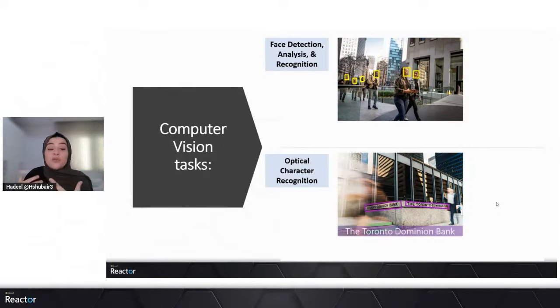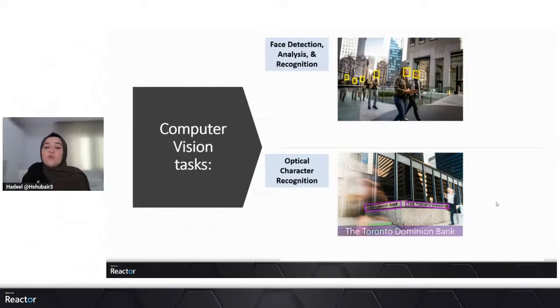Last but not least, the last computer vision task you could find is optical character recognition, or OCR. Optical character recognition works on images that have bigger text, so anything that has text. It will recognize any optical characters or text, as I mentioned. Here it specifies that this is a Toronto Dominion Bank. If you go to, let's say, Dubai Mall, it will tell you this is Dubai Mall. It takes the text and recognizes the characters. So these are the different computer vision tasks that fall under computer vision.